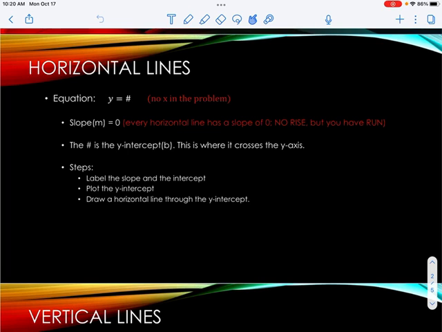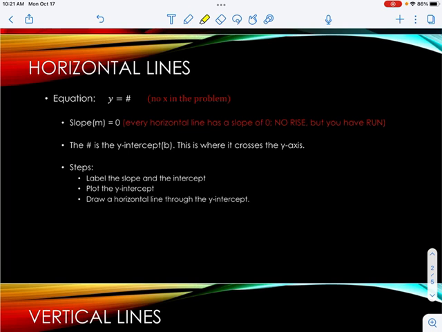The equation of every single horizontal line is in the form y equals some number. Now, notice there is no x in this problem at all, okay? There is no x. So when you look at that, what we do know is that the slope m for every horizontal line is always 0, which means we have no rise, but we have run, okay? The number is the y-intercept, or the b, and this is where it crosses the y-axis.